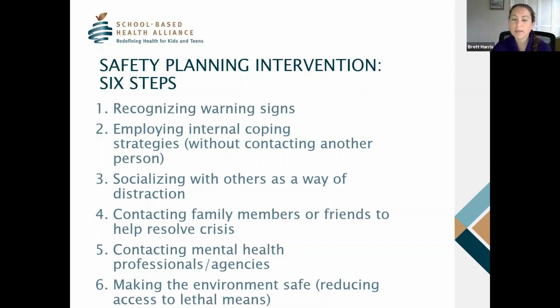And then 6, okay, if I, for example, have prescription pills, or I'm a gun owner, I need to temporarily give these away. So I'll go to my brother and say, can you hold these pills for me now? Or, take my gun, store it safely from me. So that's kind of how that plan would work.